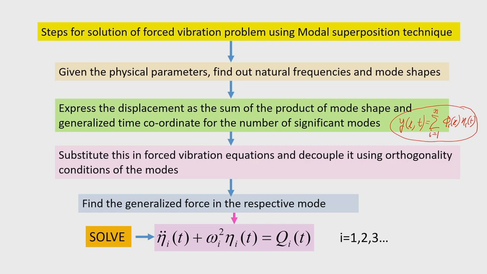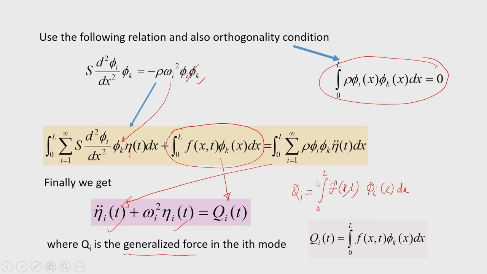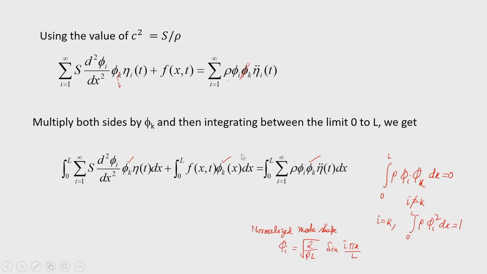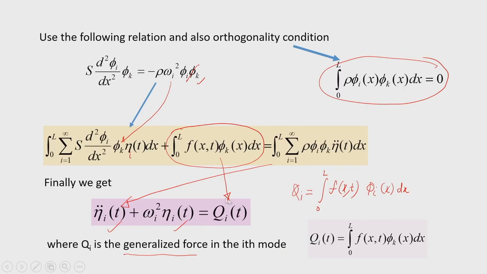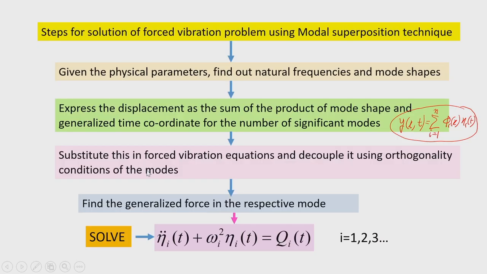Summing up, the product is done with a finite number of modes, whether it is 5, 10, 15, 25, 50, whatever you like, but n should be finite. Theoretically, n is infinite, but in practical computation, an infinite number of modes cannot be taken. Okay. Now, substitute this in the forced vibration equation and decouple it using the orthogonality condition that I have discussed earlier. You can see the steps, how it is decoupled step by step. So, decoupling of the equation of motion is done, and we ultimately arrive at this equation. This equation is now obtained after decoupling. Here you are seeing one term Qi(t), the generalized force, that has to be also found once you know the force distribution.